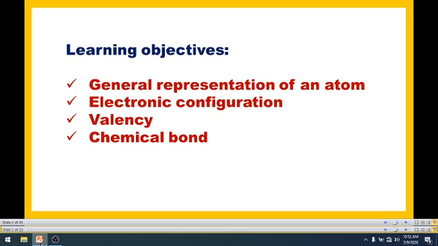Today we are going to discuss chapter 4, atomic structure. In this chapter we are going to discuss the general representation of an atom, electronic configuration, valency and chemical bond.